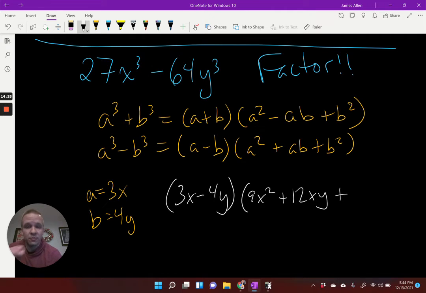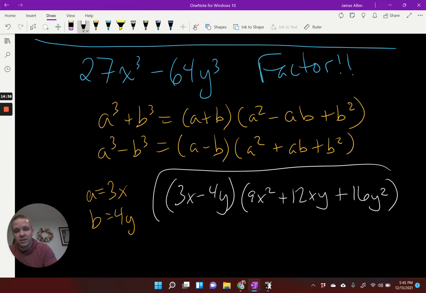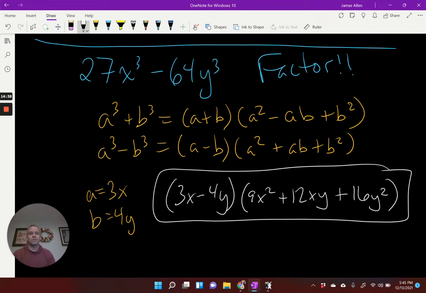Plus, and then we have the 4y being squared, all squared. So that's 16y squared. All right. That is it. That is our fully factored form. Okay? If you can remember that pattern, awesome.